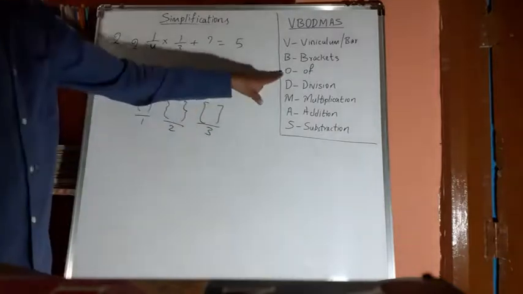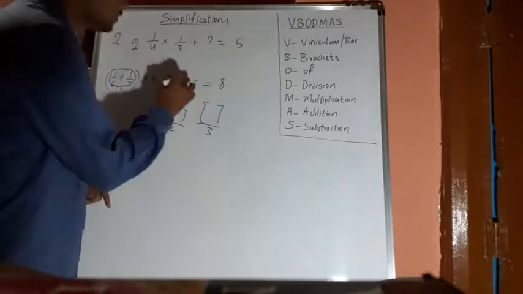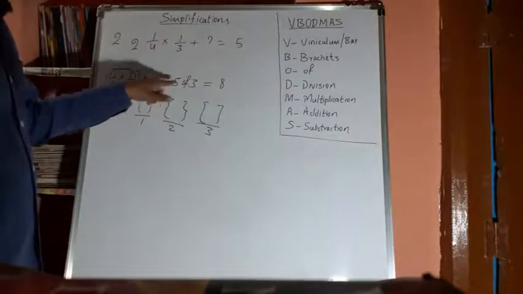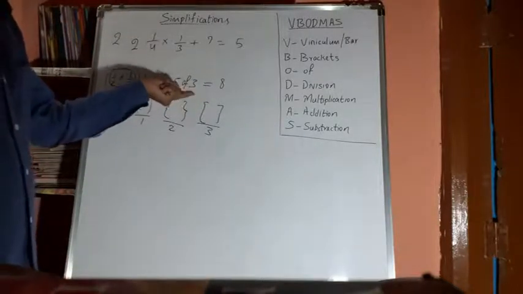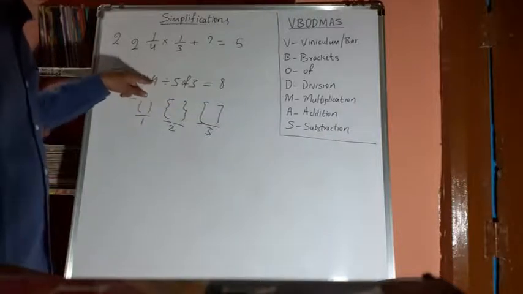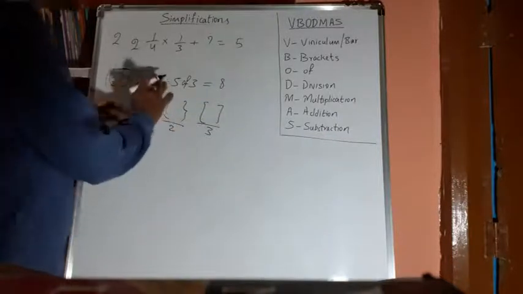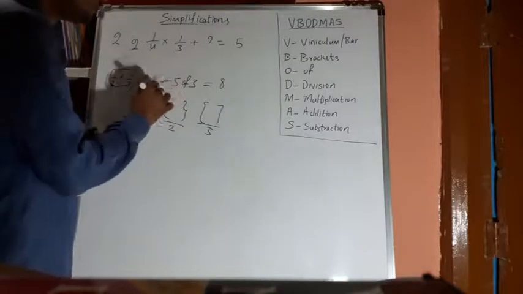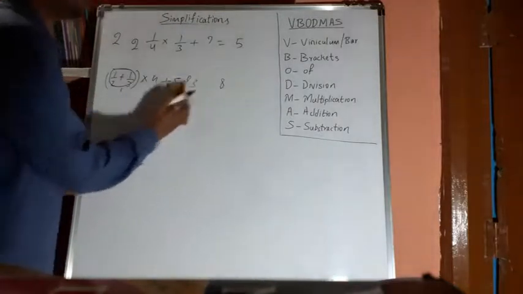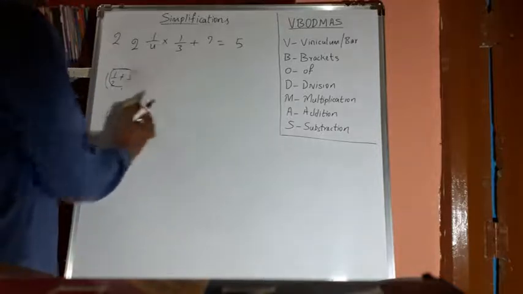Next, you should go for "of". Suppose there is an "of", soon after the brackets you should go for it. "Of" means multiplication. Next, you should go for division, multiplication, and if there are any additions, you should go for addition, and then subtraction. Subtraction will be the last thing we should do in the simplification.